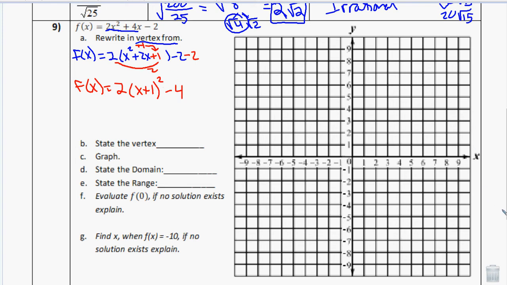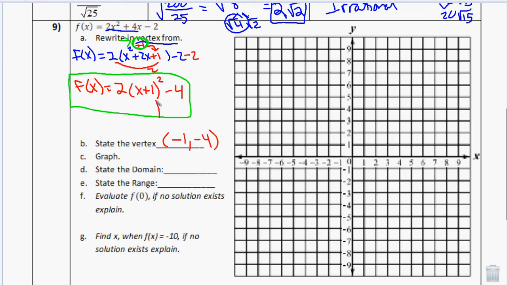I always like to write this number here. It helps me remember what it factors to be. This is vertex form. This is the answer to part A. Part B is asking for the vertex. So the vertex will be at -1, -4.